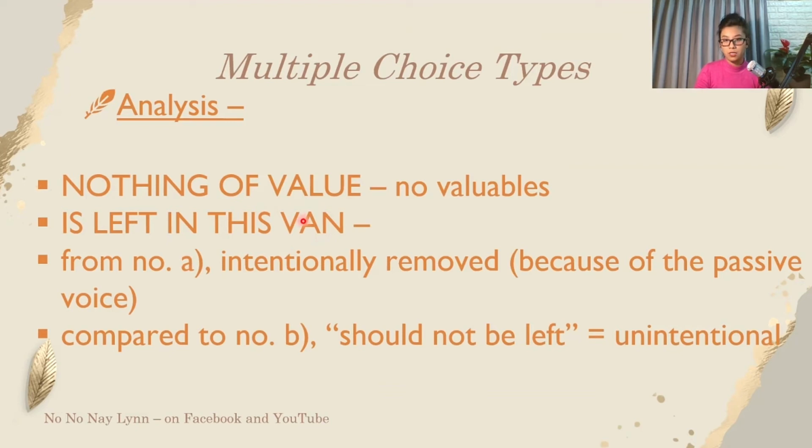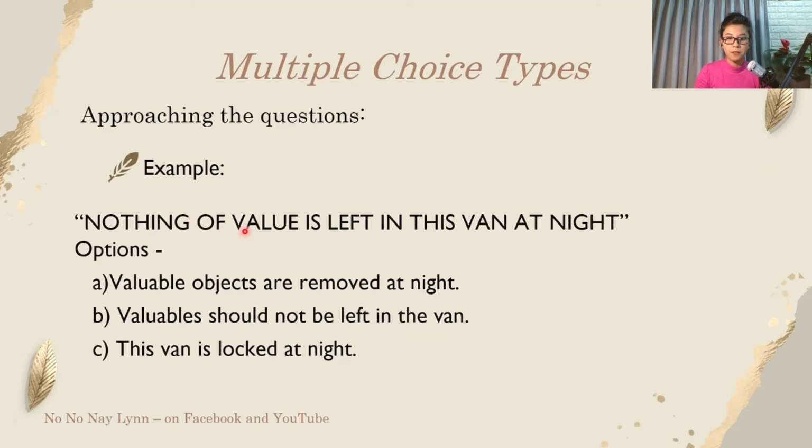So before we get to this point, let's go back to the question. Nothing of value is left in the van at night. Okay, so this is the statement. Option A says valuable objects are removed at night. It sounds a little bit like it's intentionally done, right? Because it said valuable objects are removed. If a person removes a thing, it can't be removed automatically, because these are objects and people need to remove them. So these things are removed by people at night.